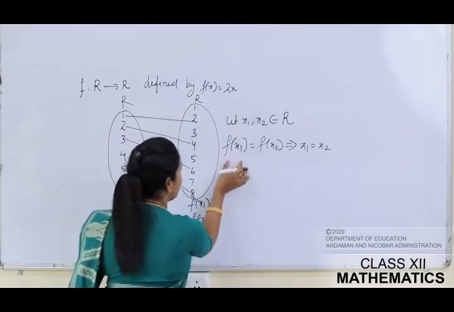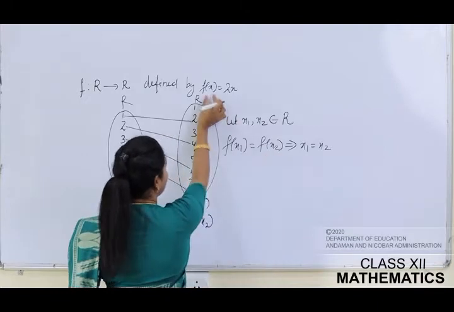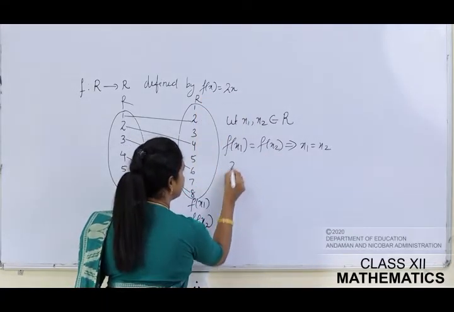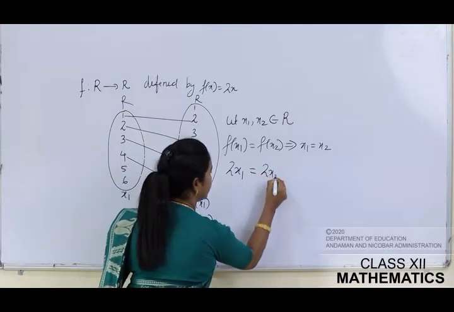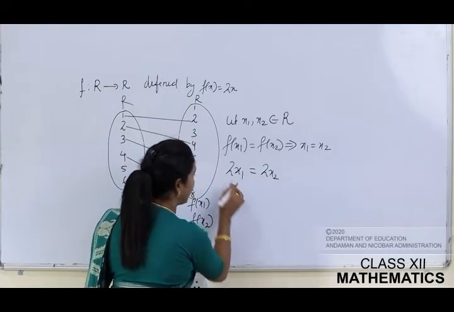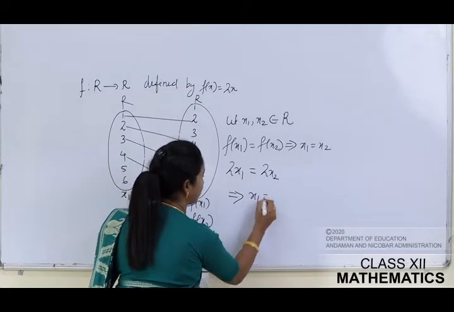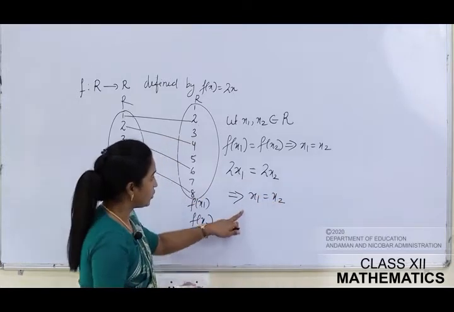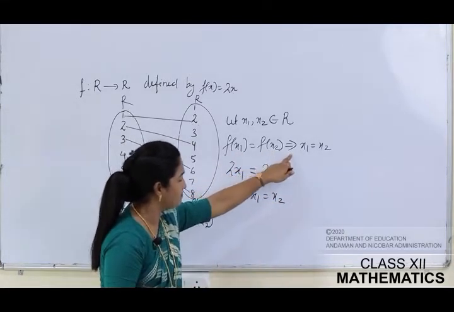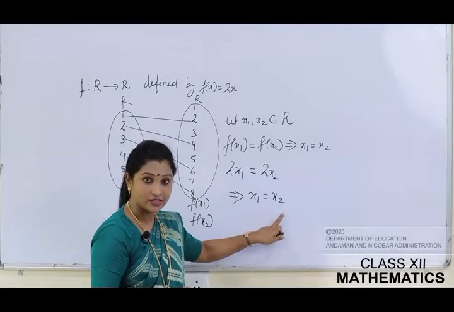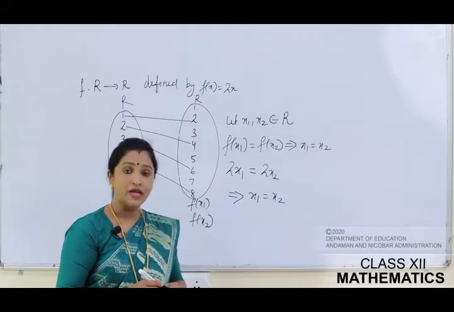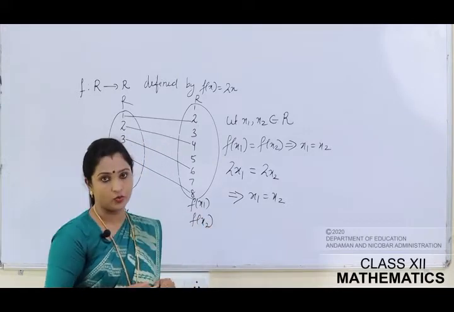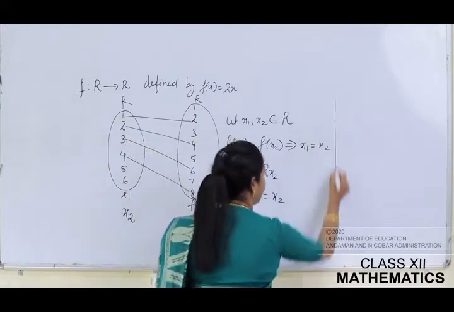See here, f(x1) is equal to f(x2). The value of f(x) is 2x, that means it is 2x1 is equal to 2x2. Now that implies 2 gets cancelled out, the value is x1 is equal to x2. So finally you got it, f(x1) is equal to f(x2) implies that x1 is equal to x2. Hence you can say that the function is a 1 to 1 function. Now suppose it is not 1 to 1, that means it will be what?